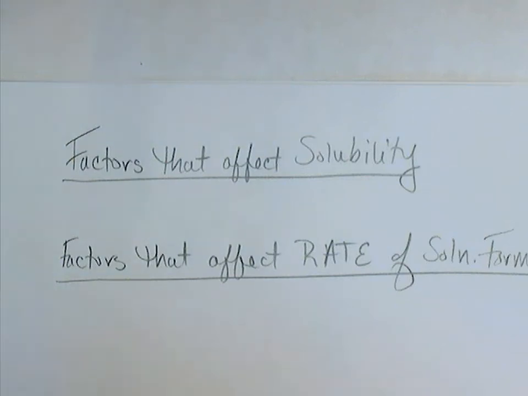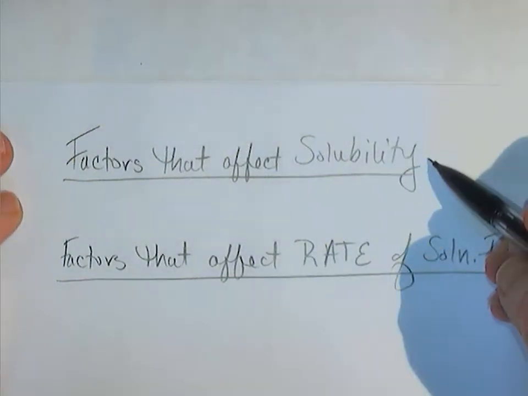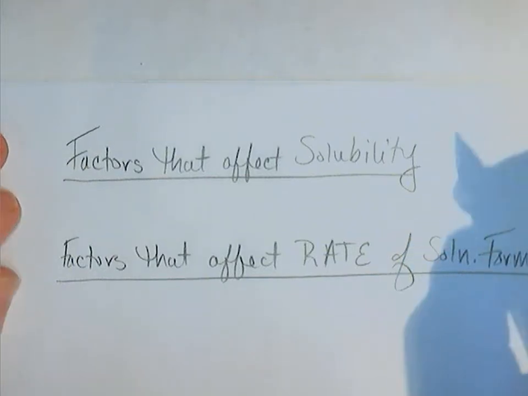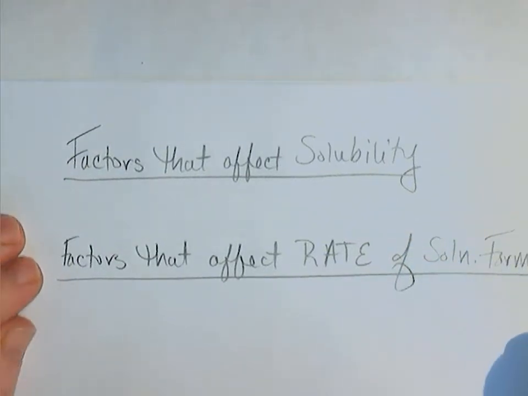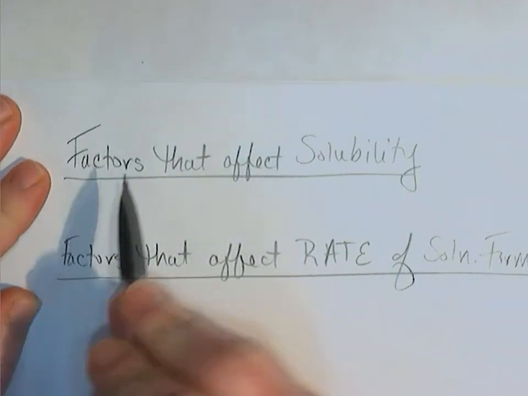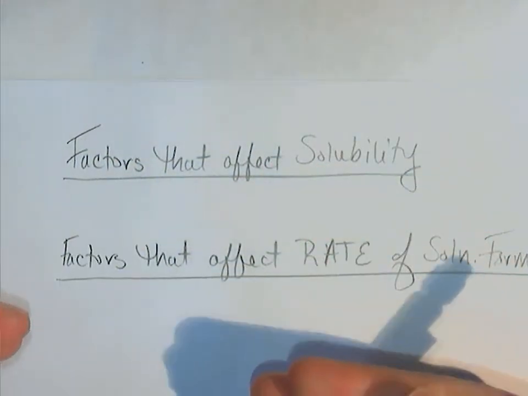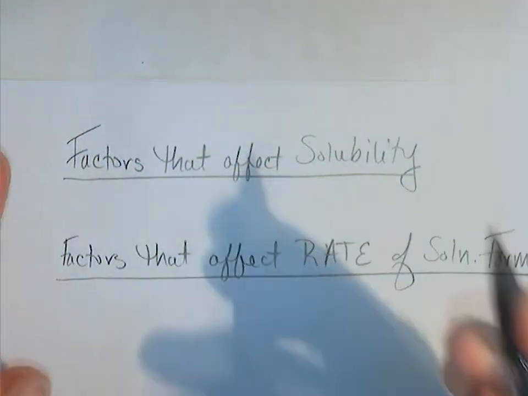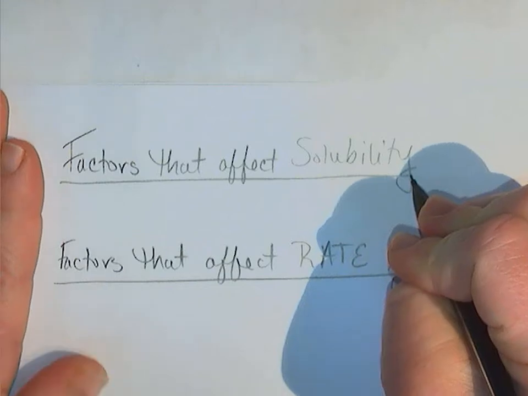How can we as chemists change the solubility? How can we as chemists get a solution to form faster or slower? All right, that's what this video addresses. The factors that we can change or just have an understanding of that control solubility.